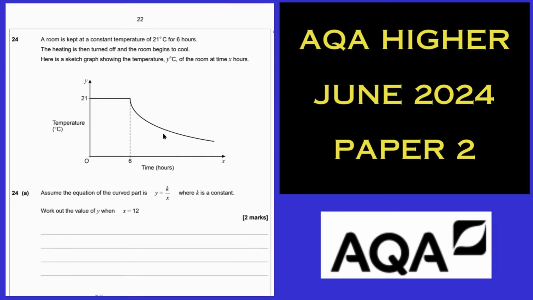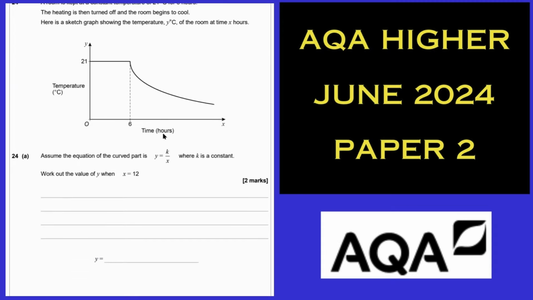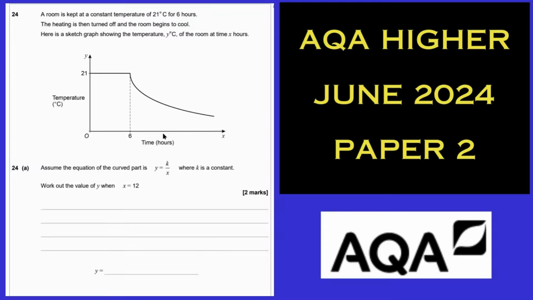Number 24, I'd say quite a strange one. It's essentially hidden proportion. Hidden because you have to use that coordinate: when x is 6, y is 21. Get that subbed in. 21 equals k over 6. So k, times both sides by 6, is 126.